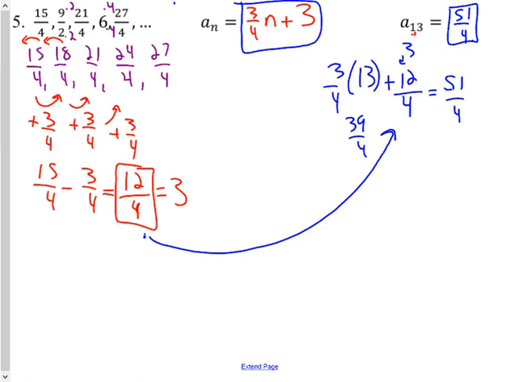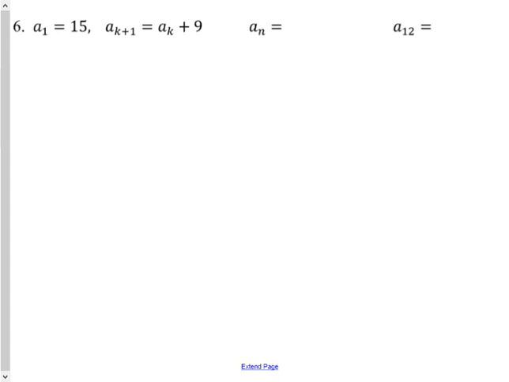And simplify if you can. If you can't, just leave it. Continuing on. First term is 15. The next term is the first term, or last term, plus 9.